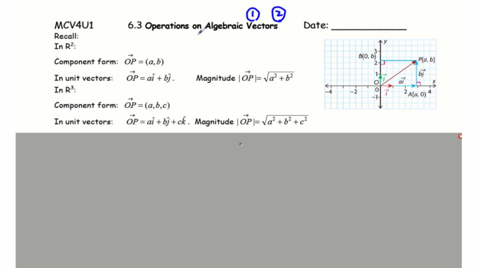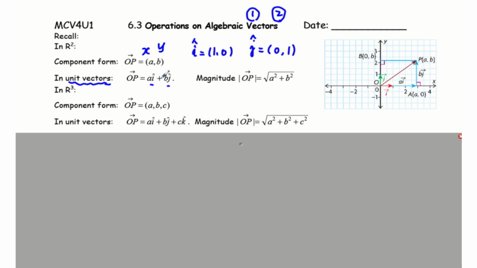And in the second lesson we did vectors in 2 dimensions and 3 dimensions. In 2 dimensions, we have component form, which is the x coordinate and y coordinate, and we also have the unit vector form. So i and j are the unit vectors on the x-axis and the y-axis. i is just (1, 0), the size is 1, and j is just (0, 1).